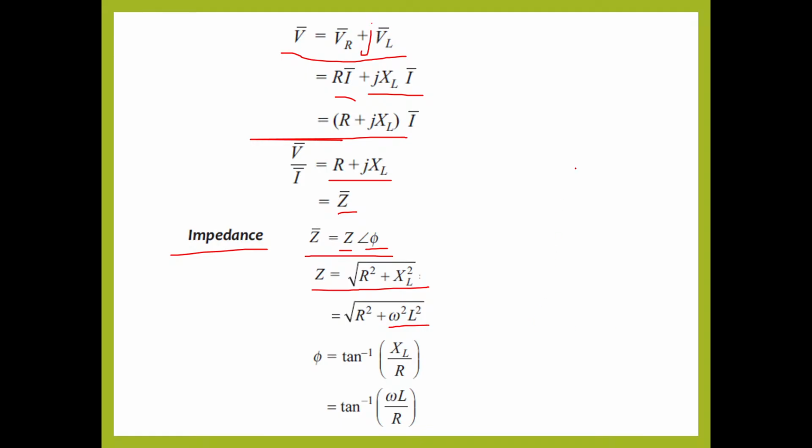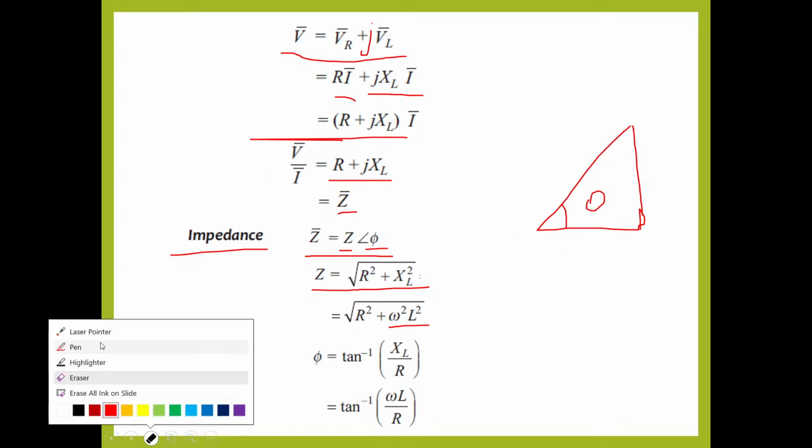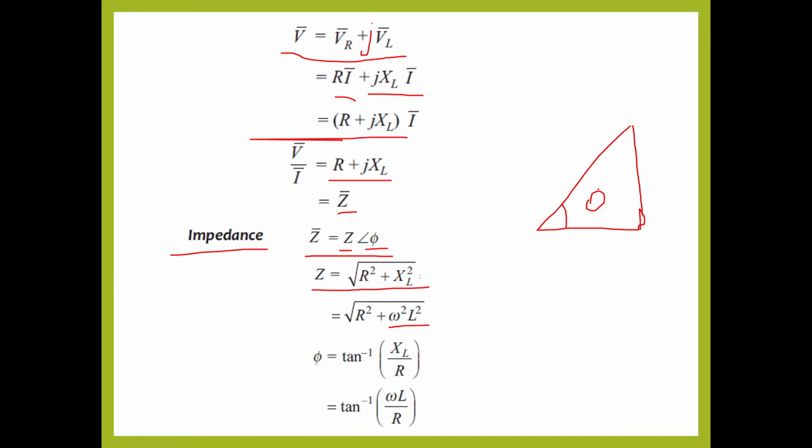Phi is the phase angle between voltage and current. You can draw the impedance triangle. If this is phi, we already know R is the real part and XL is the imaginary part. So I can draw R here, this is XL, and this is Z. From this impedance triangle I can write tan phi, which is XL by R.